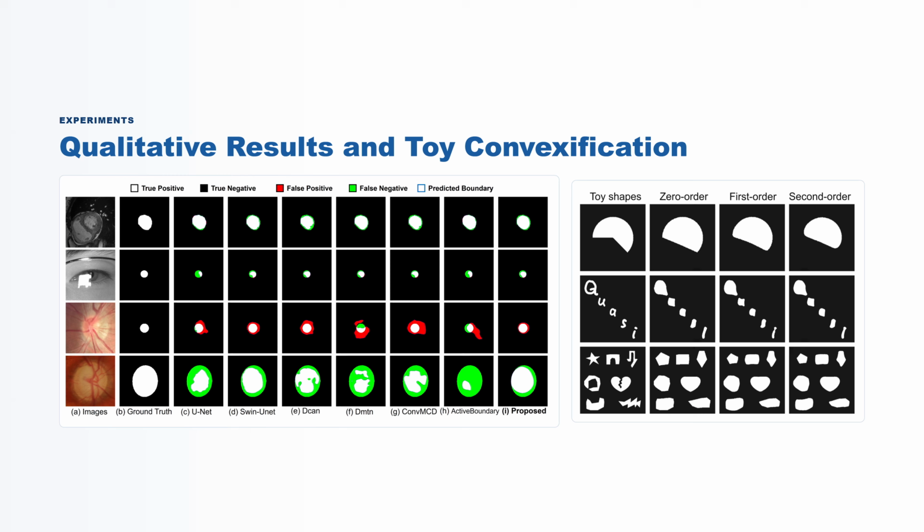Here we show qualitative examples. The toy examples show how the zero, first, and second order priors gradually convexify non-convex shapes. The real segmentation examples show that our method produces more regular and shape-consistent masks compared with several baselines. The goal is not only to improve overlap metrics, but also to make the predicted shape more plausible.